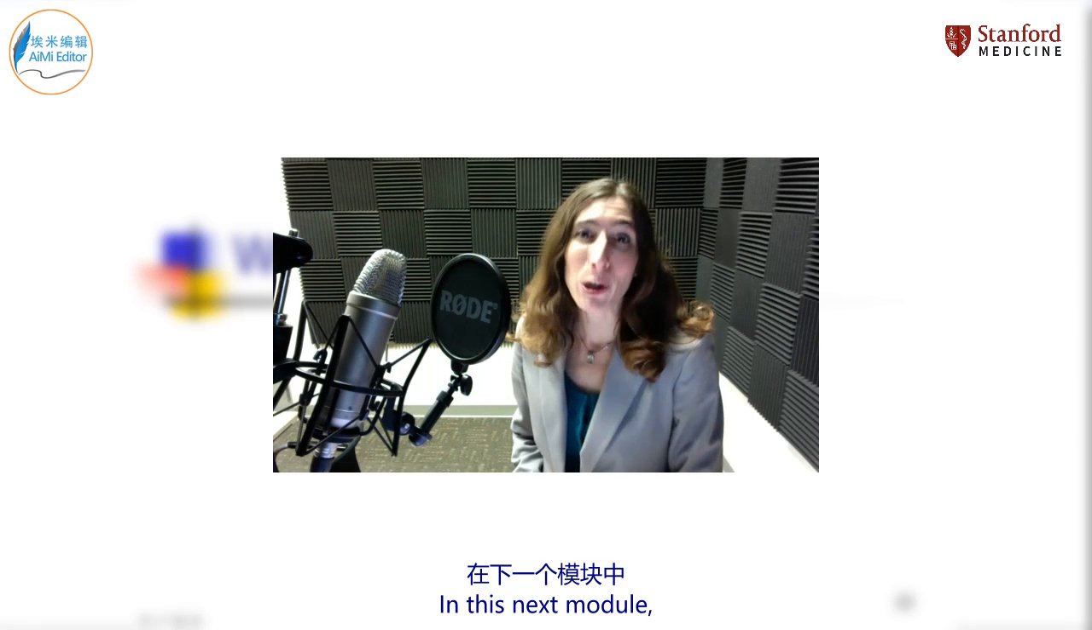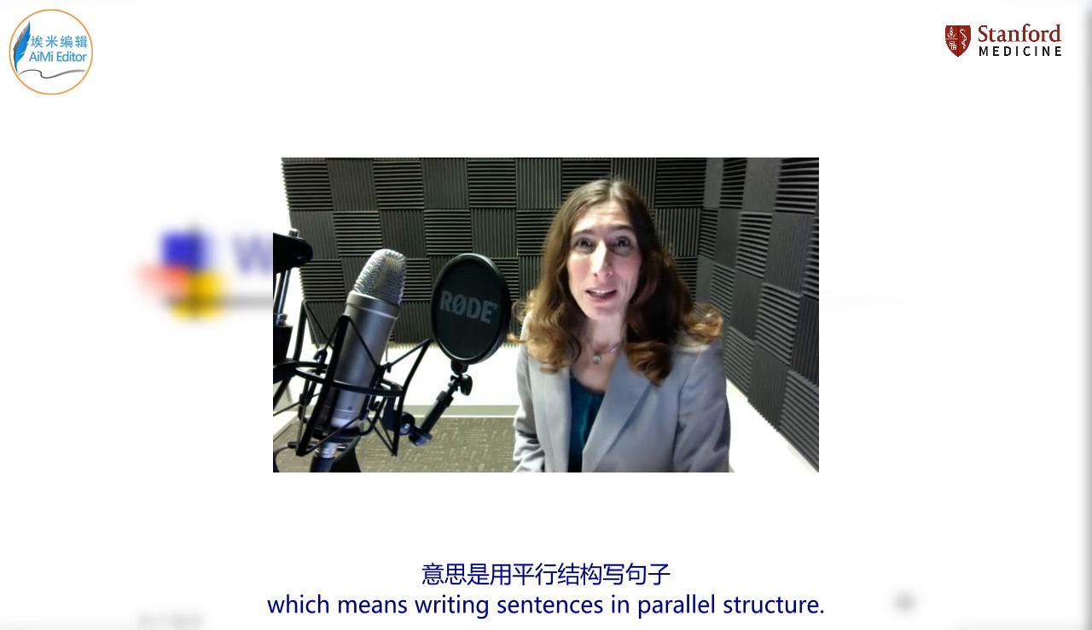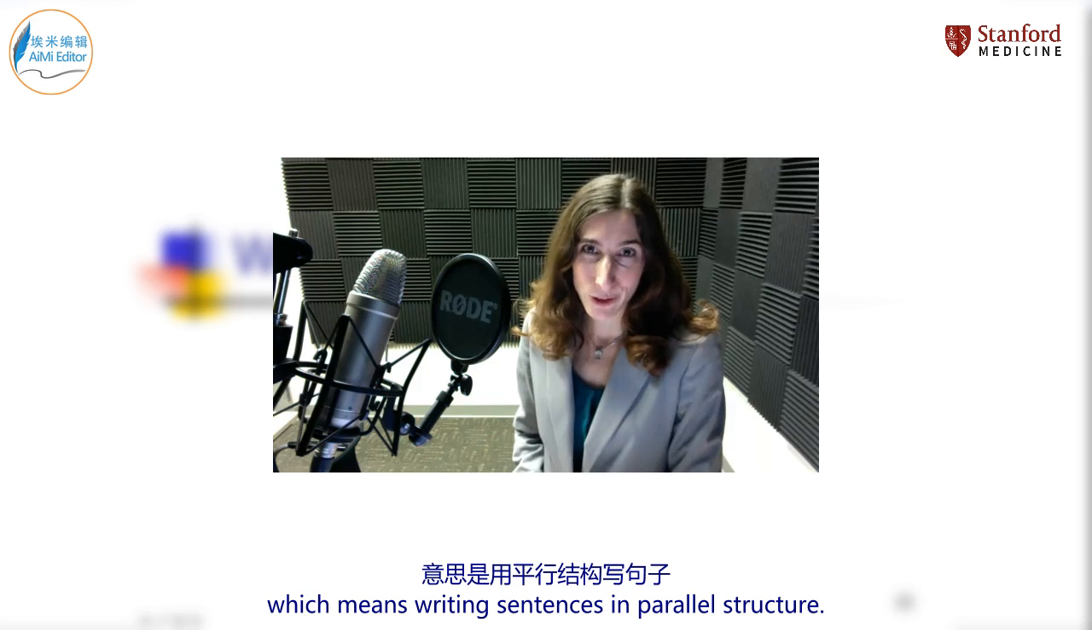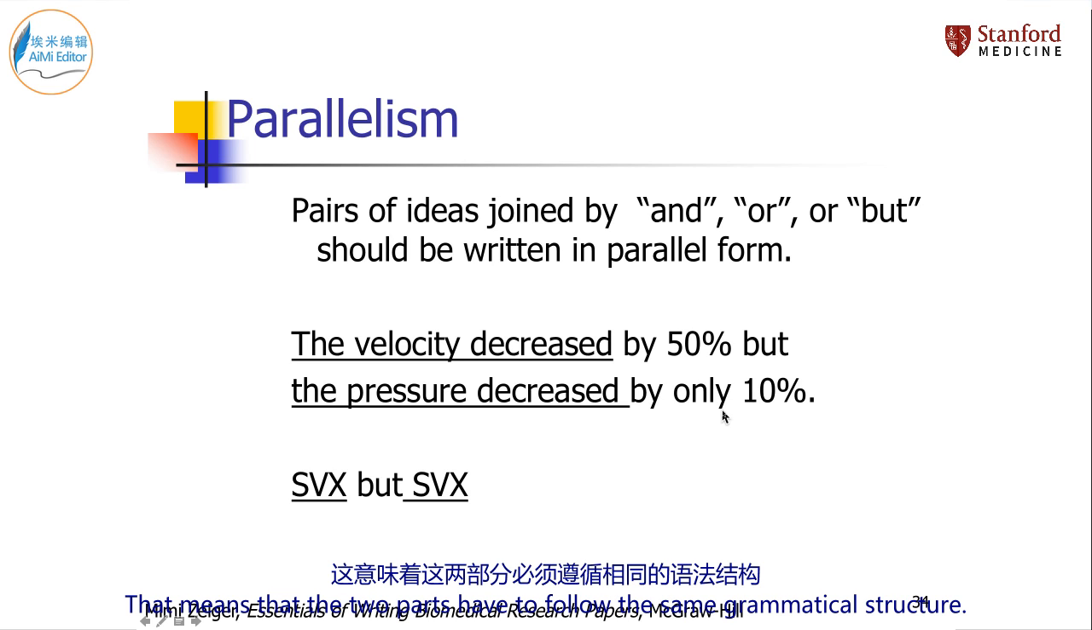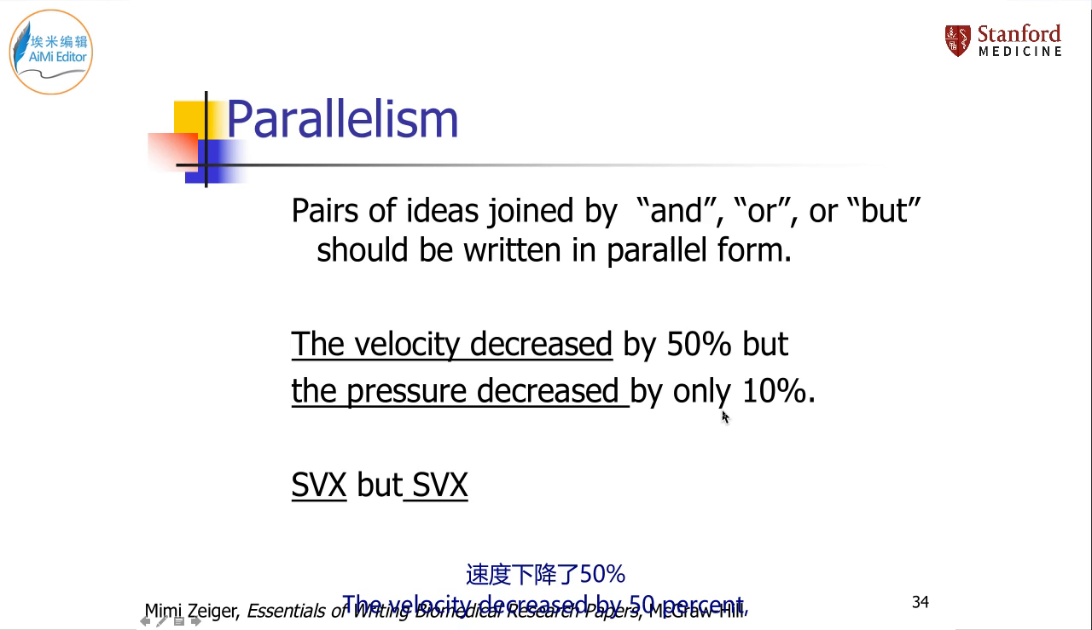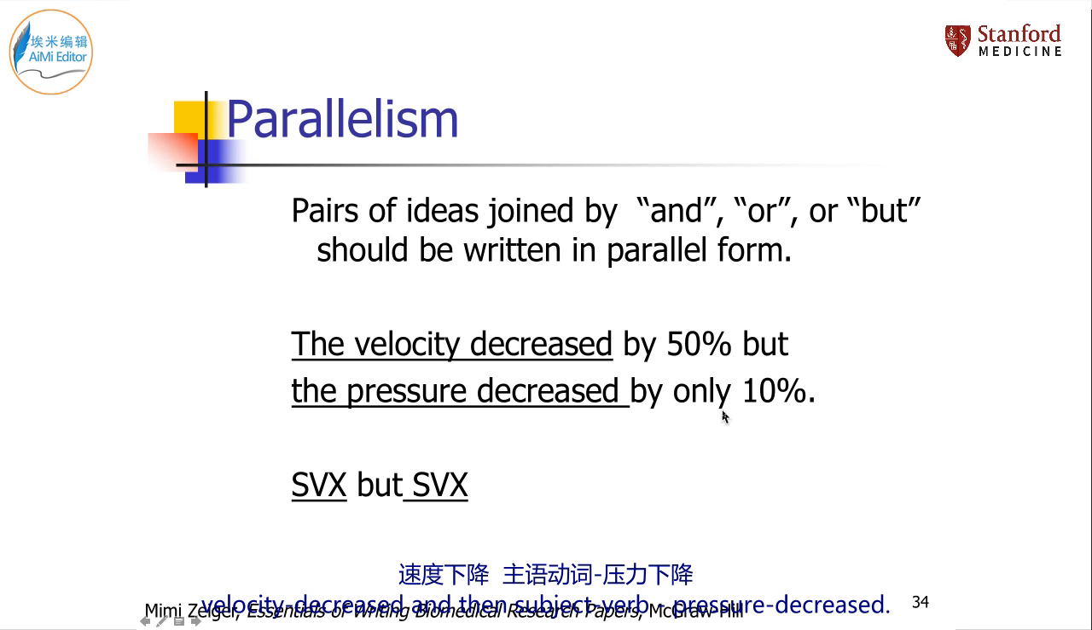In this next module, we're going to talk about parallelism, which means writing sentences in parallel structure. Pairs of ideas that are joined by and, or but should be written in parallel form. That means that the two parts have to follow the same grammatical structure. Here's an example. The velocity decreased by 50%, but the pressure decreased by only 10%. So we've got subject-verb, velocity decreased, and then subject-verb, pressure decreased.